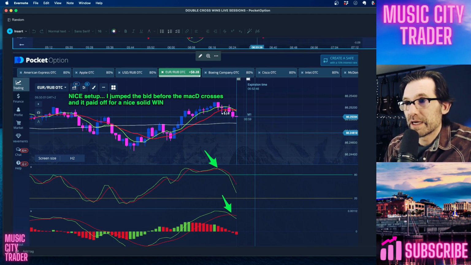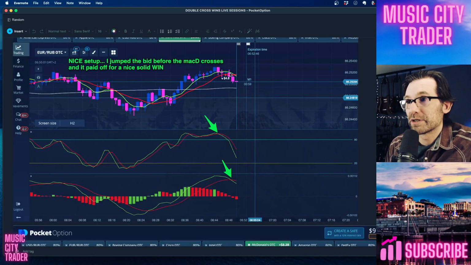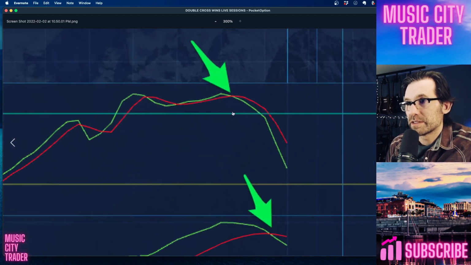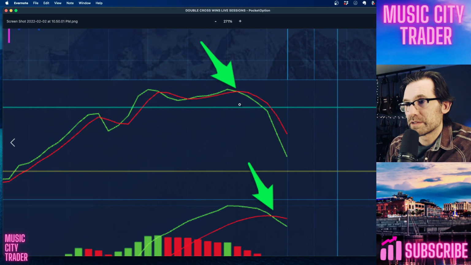So this one, I jumped the bid here. I really felt like this was going to go down. It started going down here. The MACD started curving here, and I took my bid. Another big win. So you can see that the crosses here were a little bit early. This was crossed here, and then it curved and started to cross.